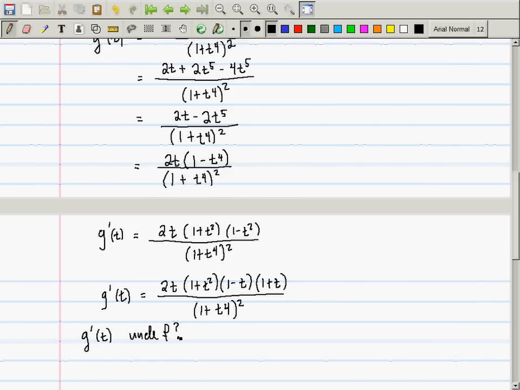Well, I'm dividing by something. I always get a little bit antsy when I'm dividing by something. Can there be any problem with that division? No, there cannot be a problem, and why not? That's 1 plus t to the fourth. t to the fourth is greater than or equal to 0, and 1 plus t to the fourth is greater than or equal to 1. It can't be any smaller than 1. So there's no way that you can divide by 0. It's not possible. So there are none in this category.